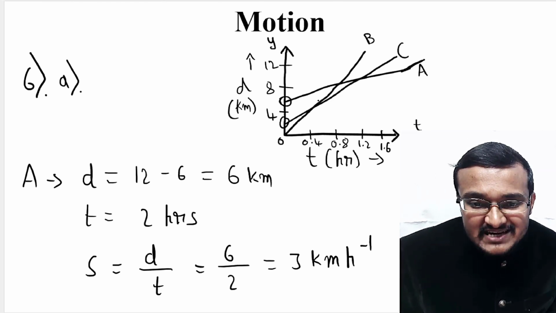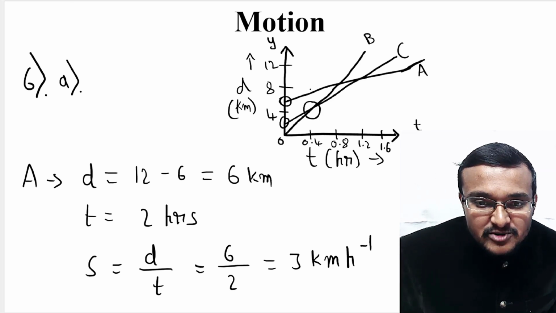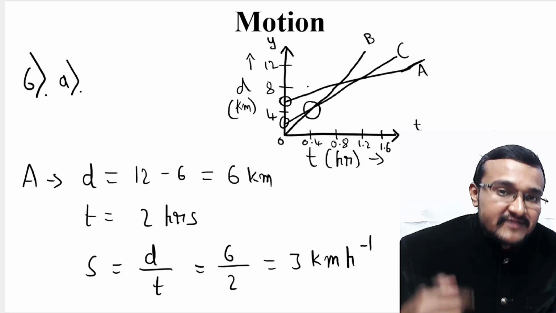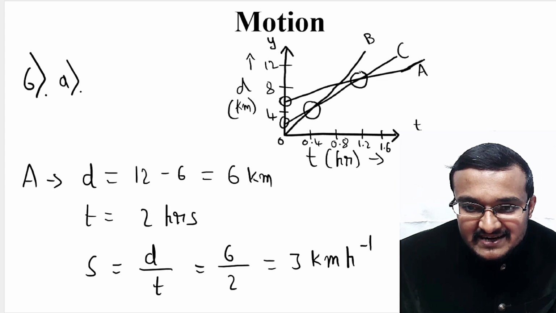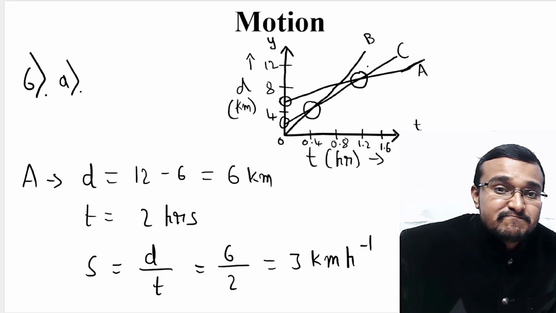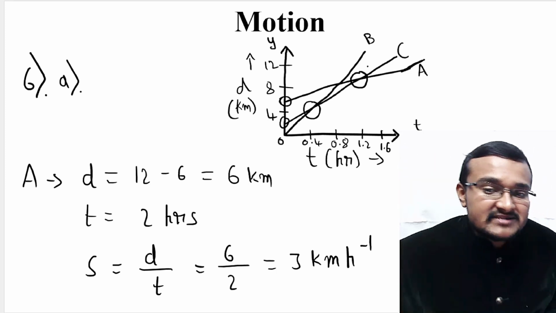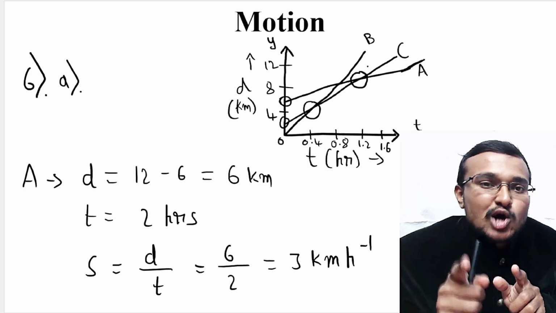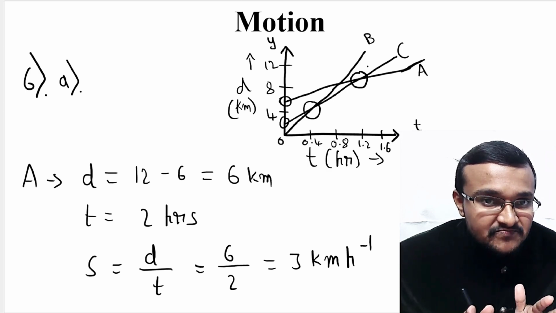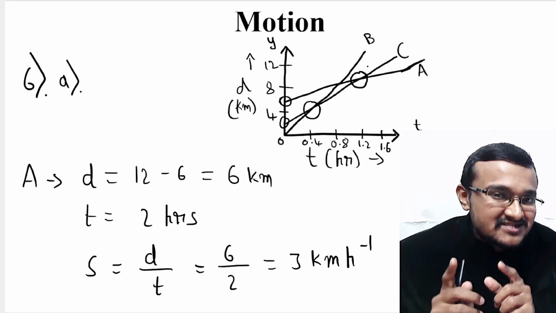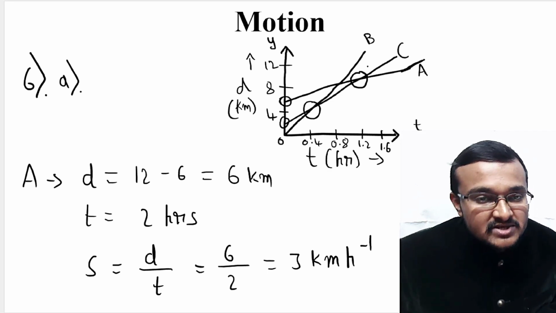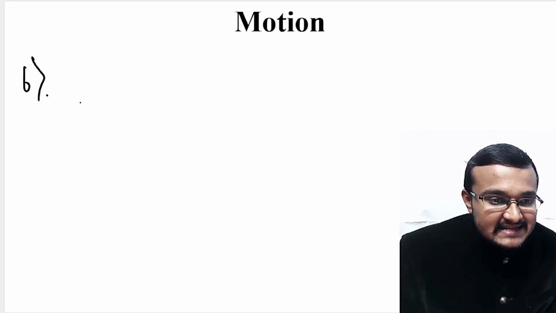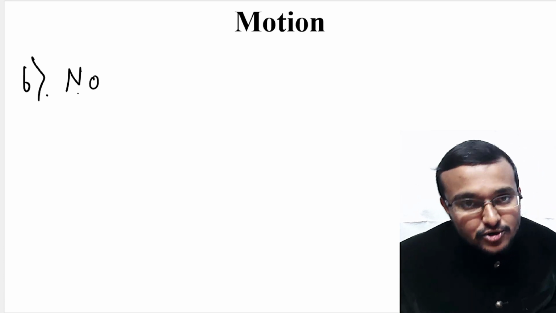So when B and C were together, at that particular time A was at a different distance, and when there is an intersection between C and A, at that particular time B was at a different distance. That means all three lines are not intersecting at the same point. So that shows all these three objects were not at the same point at the same time. So the answer for the B question will be no.